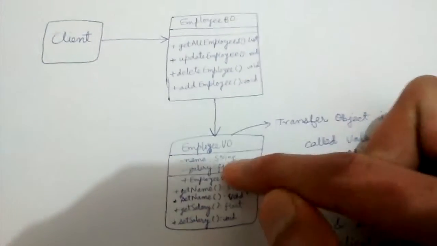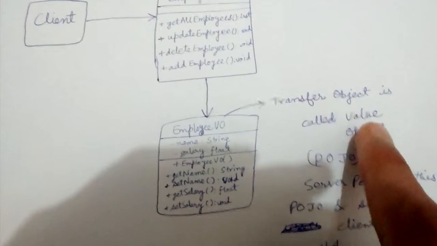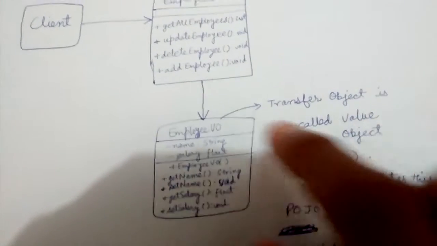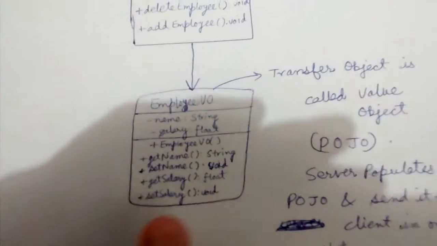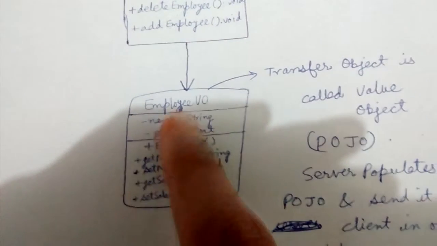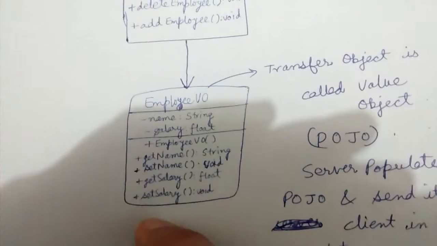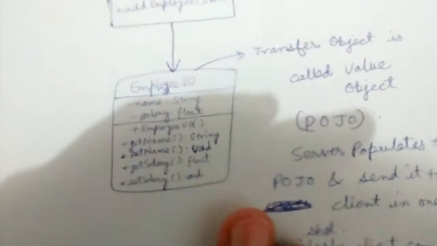And it further uses this employee VO. We have named it VO, which stands for value object. So transfer object is also called value object. This is a simple POJO, that is, a plain old Java object. It has two fields and their respective getters and setters. That's all. Very simple plain class.